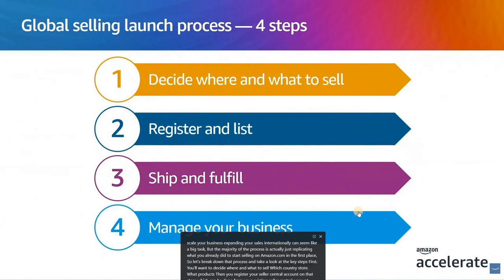Next, you have to decide if you're going to ship orders yourself as merchant fulfilled, or put your inventory into our Fulfillment by Amazon system, enabling us to help you scale by taking over the picking, packing, shipping, customer service, and returns. Finally, once you're actively selling on an international store, you'll want to manage that business similar to how you do domestically, investing in advertising and brand building, increasing your selection, and generally pulling all the same levers that you do on your existing Amazon account to drive growth.